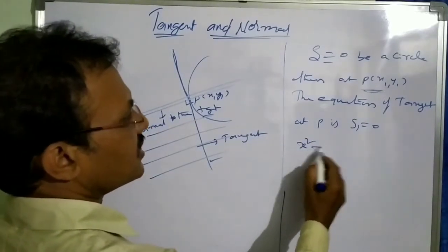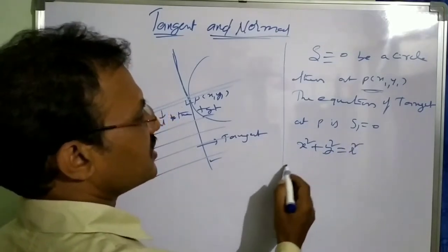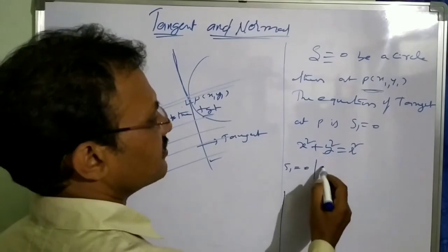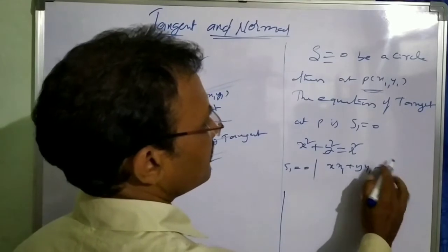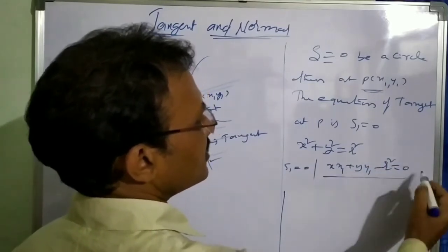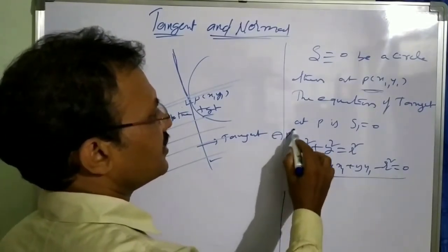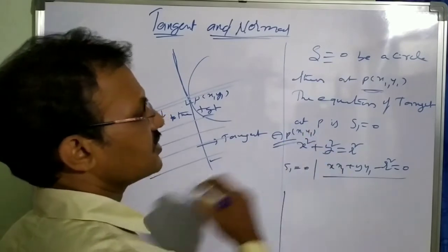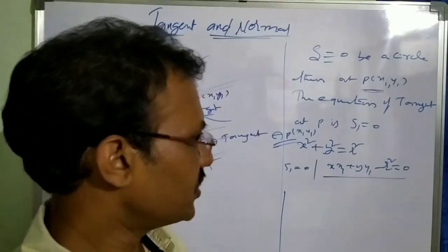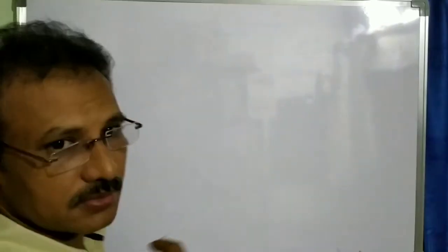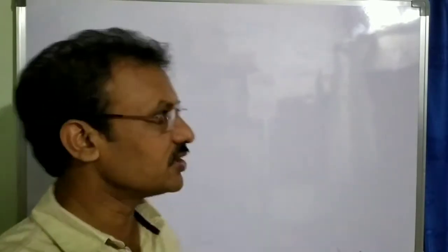Suppose you consider the standard circle equation, x square plus y square is equal to r square. What is its tangent equation? S1 = 0, that is x x1 plus y y1 minus r square is equal to 0. It is the equation of the tangent. So at P(x1, y1), the equation of the tangent is x x1 plus y y1 minus r square is equal to 0. So we already discussed the equation of the tangent at a particular point P(x1, y1).